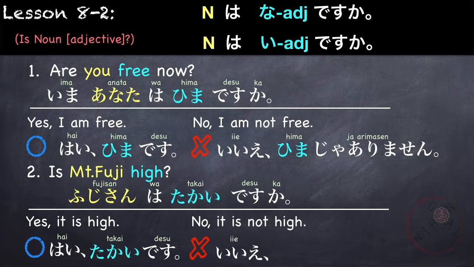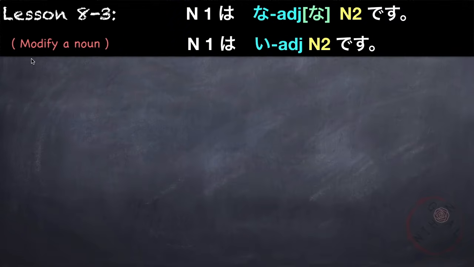いいえ、高くないです。So again, we remove the い part in the word 高い and replace that with くない. So it becomes 高くないです or 高くない. Next is directly modifying a noun. N1 は adjective N2 です。So again, for na-adjectives, you need to add na before the noun. But for i-adjectives, you don't need to add any particle.